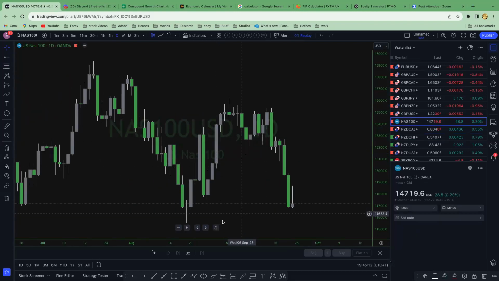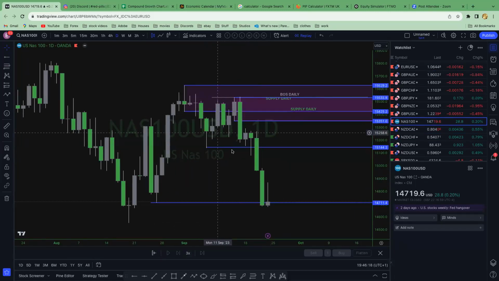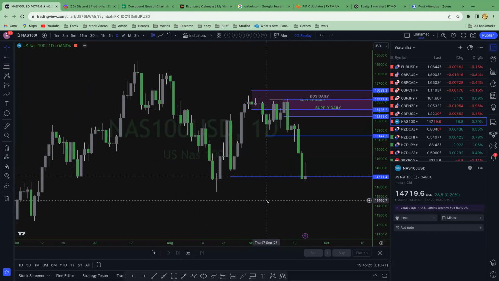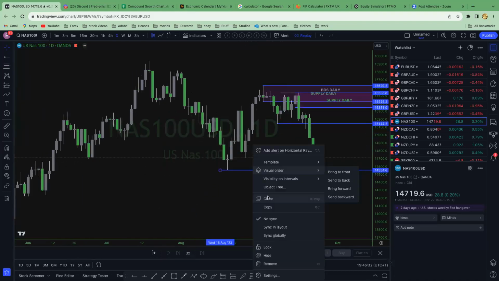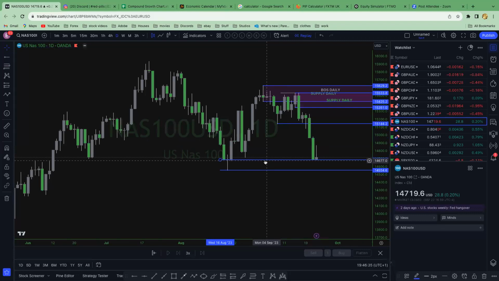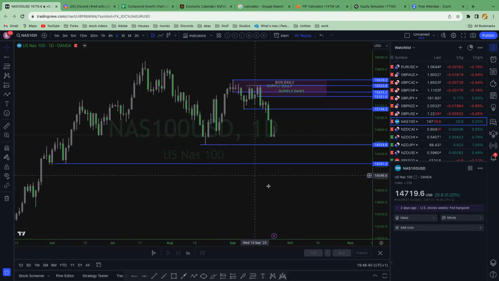NAS 100. They were very clever with NAS 100. So they created daily supplies, but they never pulled back to them. Never pulled back to any of them. So NAS 100 is obviously continuing to sell. It hit its target low down here, though. You've got another target low here, and then you've got another target low here as well, down here. Boom. So that's if it wants to keep continuing to sell.